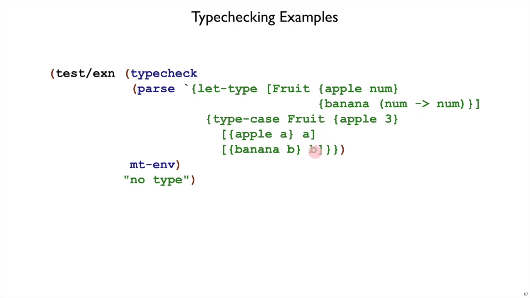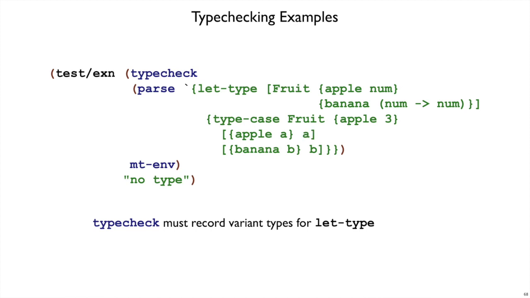Here's another bad case, for example, where we need the information that apple and banana are both allowed variants, but here I'm just returning B instead of applying B. So because the environment records information about this type num arrow num, then that's how I know this is num arrow num and this is num, and those don't match up, and that's why there's no type.